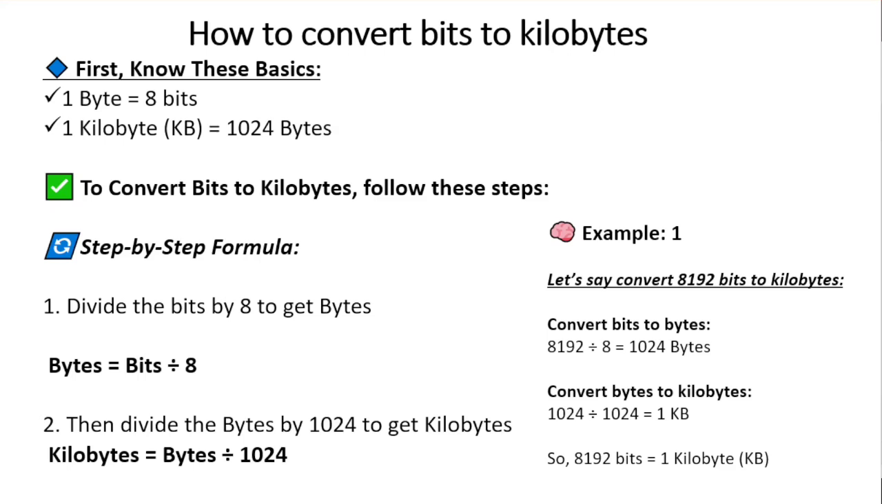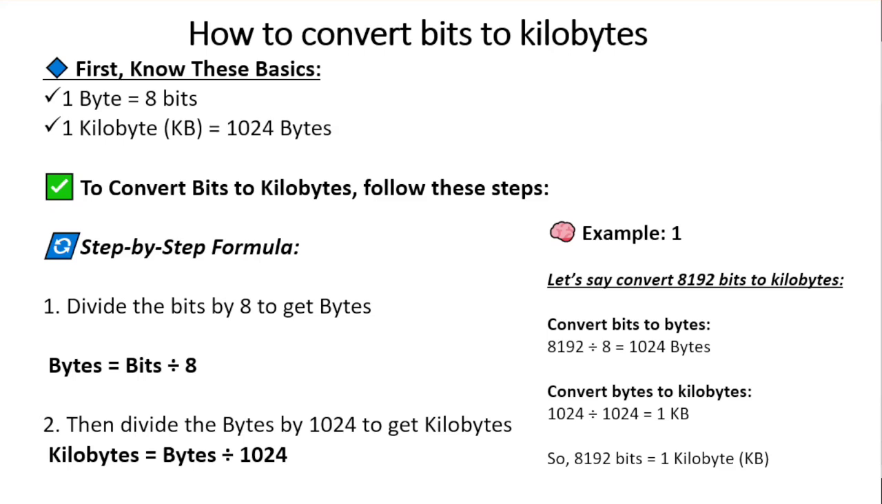1 kilobyte is equal to 1024 bytes. Now, in order for us to convert to kilobyte, we have to first of all divide the bits by 8 to get to byte. We need to convert it first from bits to byte. Then from bytes, we convert it to kilobyte. So in order for us to convert it to byte, we divide the number of bits by 8 to get the number of bytes. Then from the number of bytes, we divide it by 1024 to get our kilobyte.